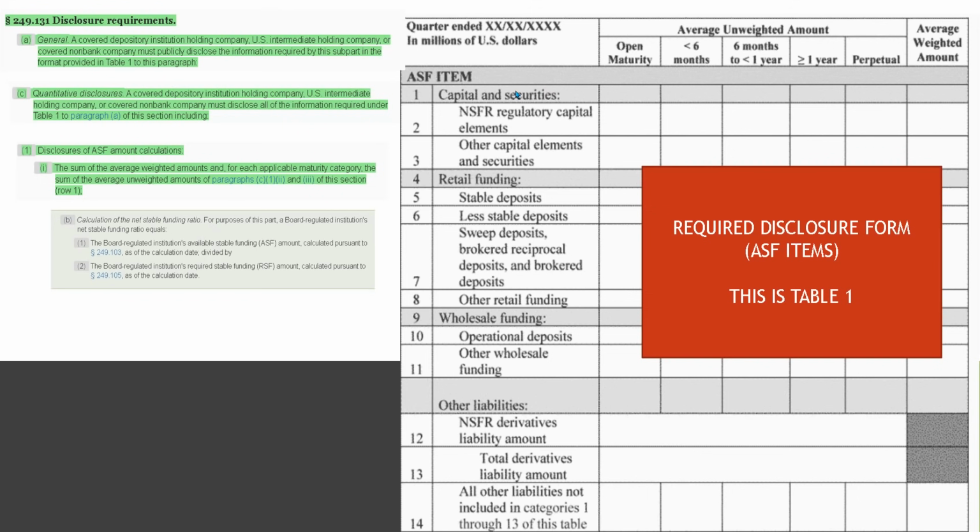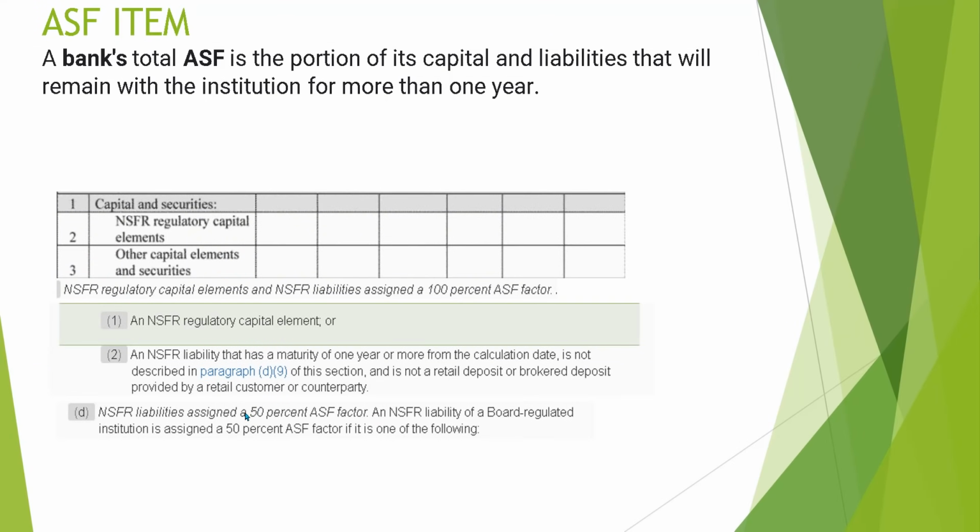Now, of course, the ASF and RSF are two important factors, or two important percentages that derive the new net stable funding ratio, which must be at a weighted average of 1.0 for all of these banks. Otherwise, bad things could happen. So let's go ahead and take a look at what makes the ASF reliable or not reliable.